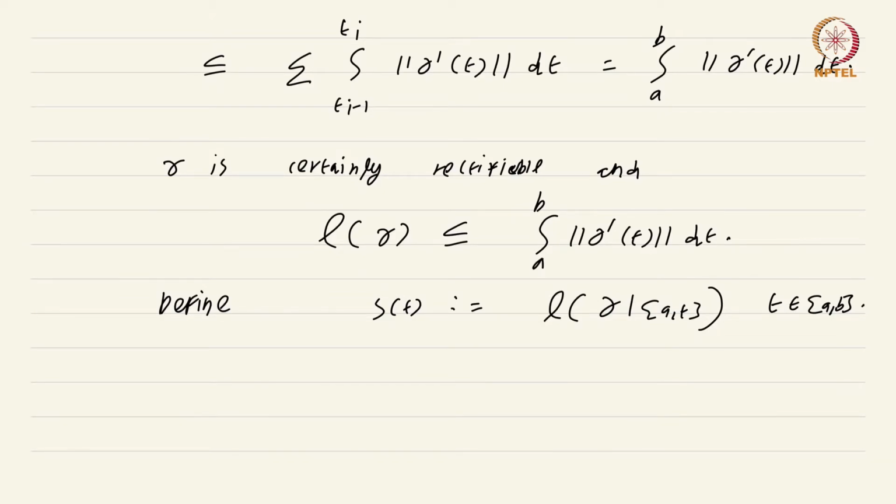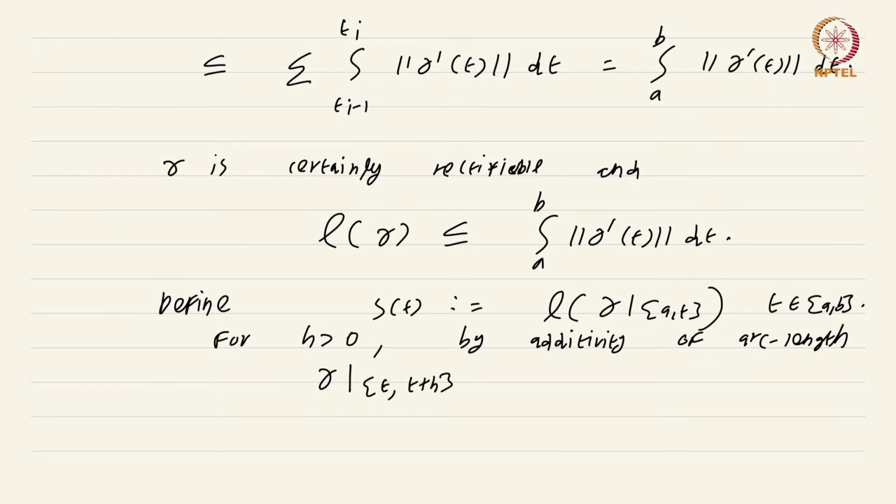Okay, now for h greater than 0, by additivity of arc length, it's immediate that the length of gamma restricted to [t, t plus h] is nothing but s of t plus h minus s of t. I've just used the additivity of arc length and shuffled around the terms, and you get this.